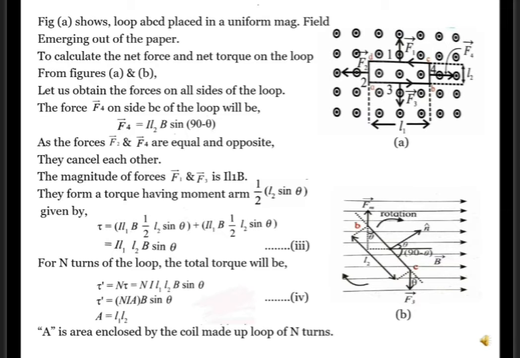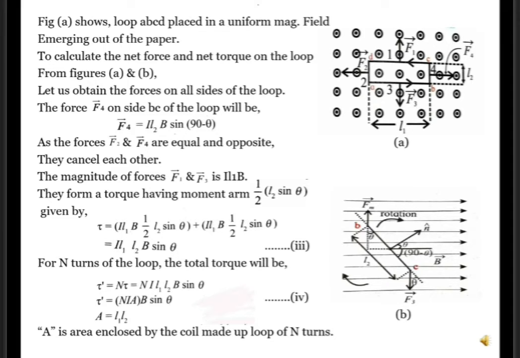Let us consider the figure showing rectangular loop ABCD placed in a uniform magnetic field B bar, with sides AB and CD perpendicular to the direction of magnetic field, but sides BC and AD not perpendicular. Due to the magnetic field B bar, forces will be exerted on each side of the loop. The force F4 bar on side BC will be given by the equation F4 bar equal to I L2 B sine of 90 minus theta, because the side BC is not perpendicular to the direction of magnetic field. The angle between the side and magnetic field is 90 minus theta.